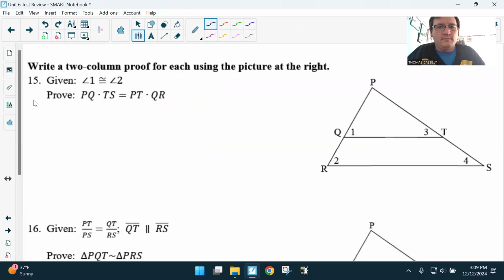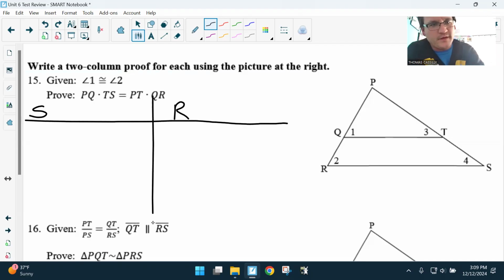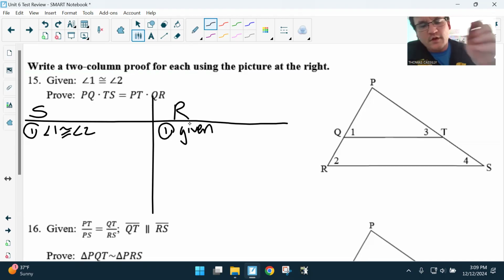All right, proofs. So let's see here. Let's get our statements. Let's get our reasons. All right, I got 8 minutes before the end of the school day. Let's see if I can finish. Step 1, angle 1 is congruent to angle 2. Why do we know that? That's just given.